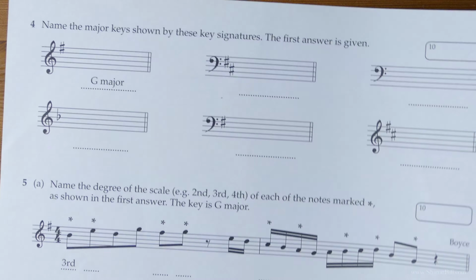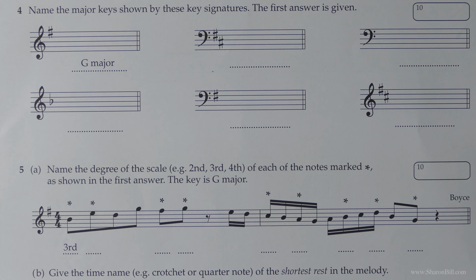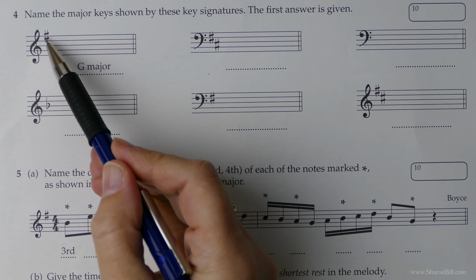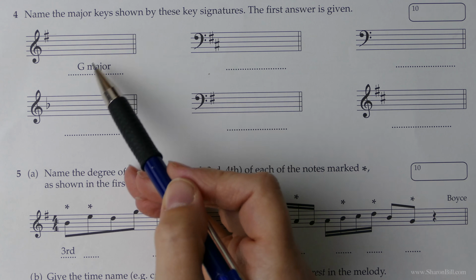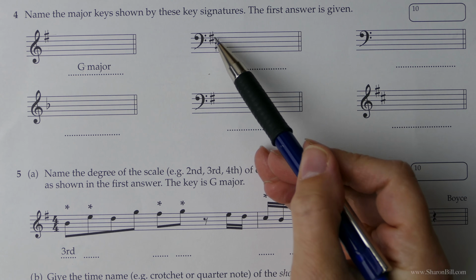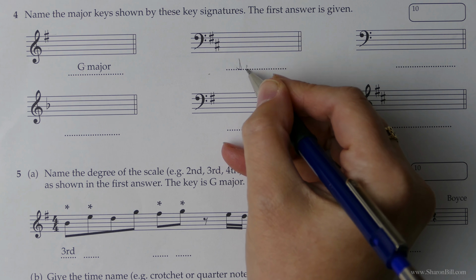So turning over the page, we're looking at question 4. Question 4 asks us to name the major keys as shown by these key signatures. So we need to make sure you've done a bit of revision and you know your key signatures. They've helpfully told us that this first one with F sharps, the key signature of 1 sharp is always F sharps. Every good boy does football, and G major has that key signature. So 2 sharps is always F sharps and C sharps, and that's the key signature for D major.